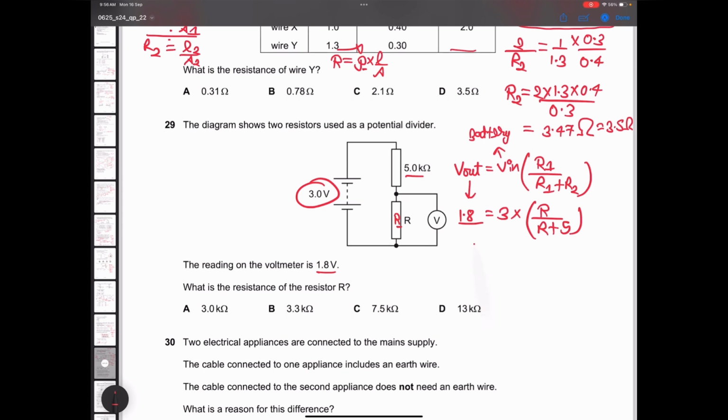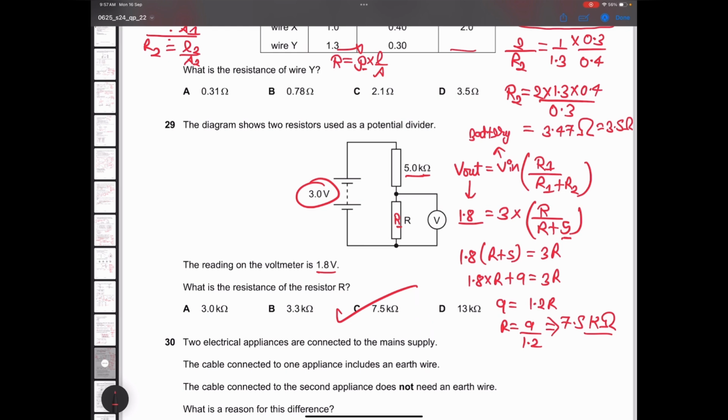Now I can say that 1.8 times R plus 5 is equal to 3R. So 1.8 into R plus 9 is equal to 3R. So 9 is equal to 1.2 R. R will be equal to 9 over 1.2, which is 7.5 kilo ohms. Because the 5 that you used is in kilo ohms, the answer you will also get in kilo ohms. The answer is C.